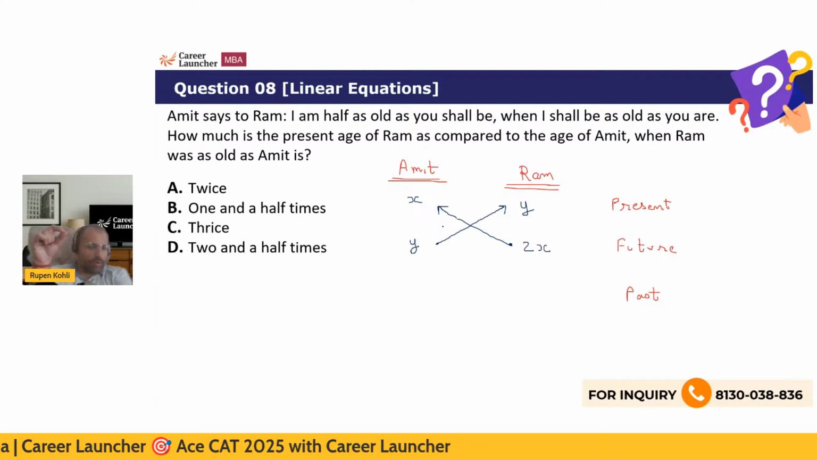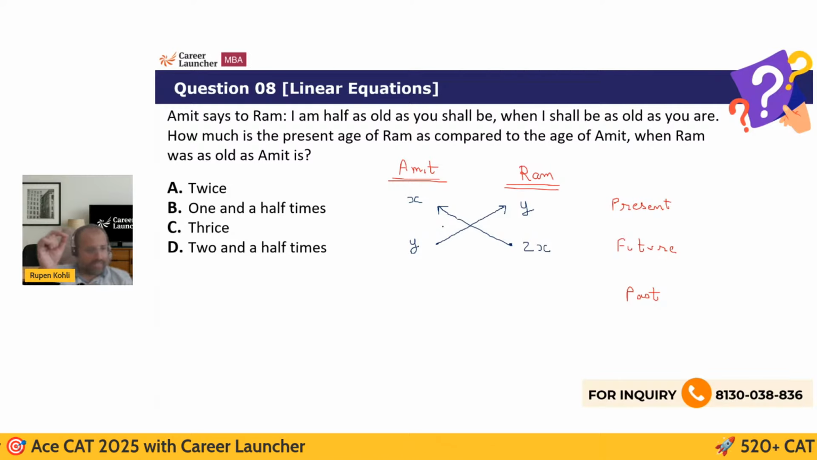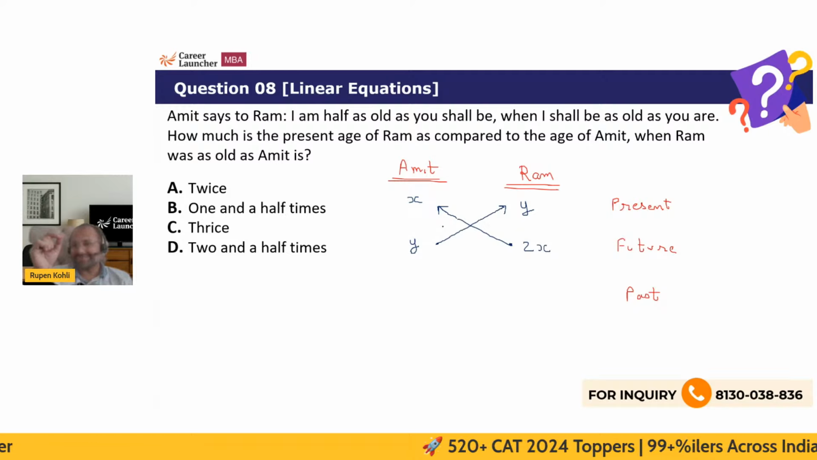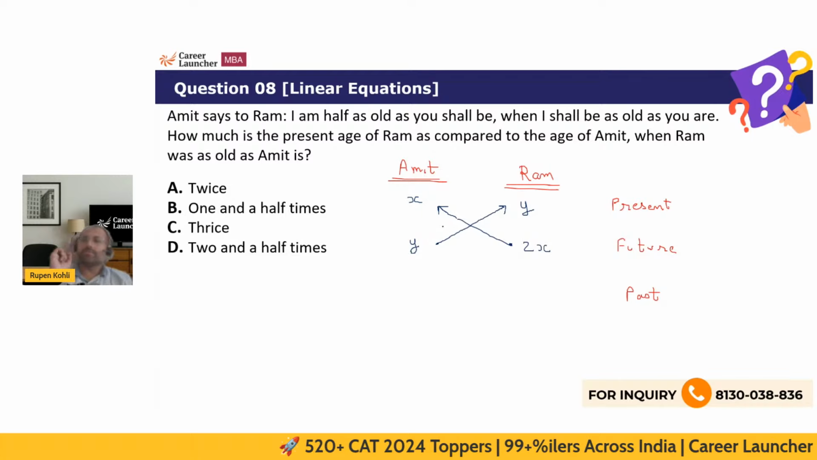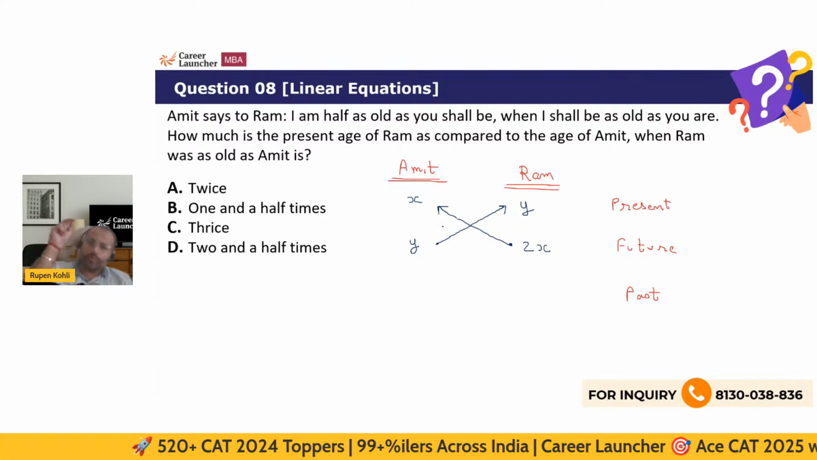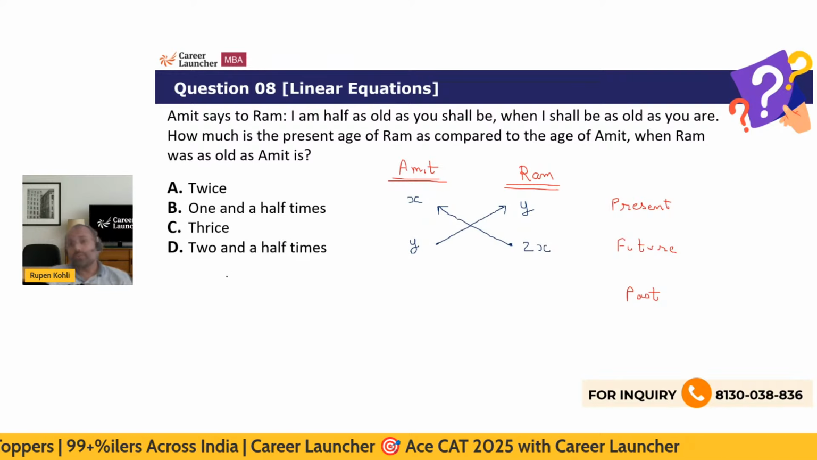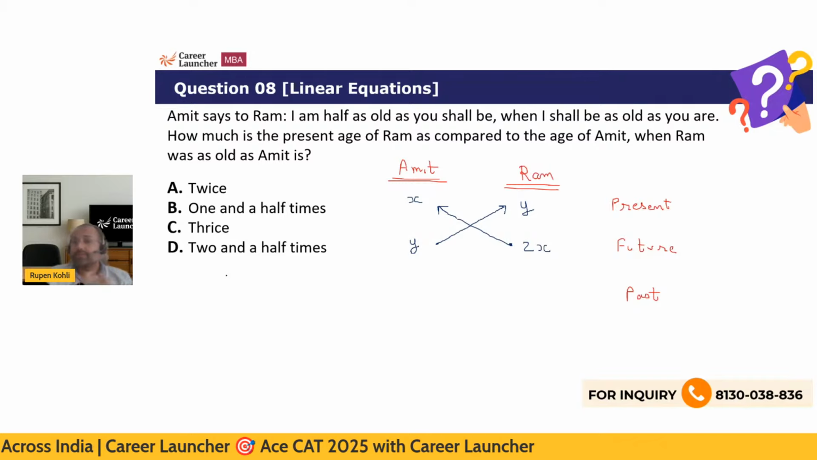In any age problem, as Prabhakar has just said, the difference of ages is the same. So you have defined present and future for both the persons. Both in the present as well as in the future, the difference of ages is not going to change. So that will give you the equation.